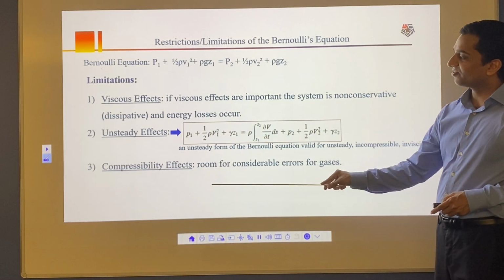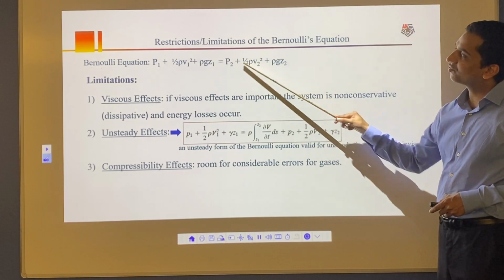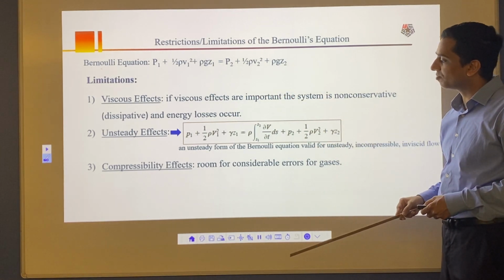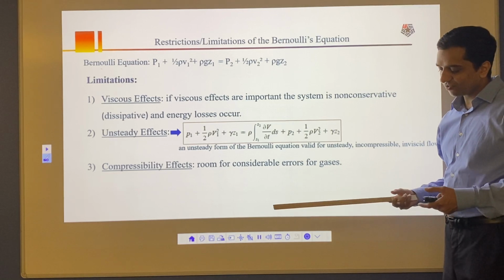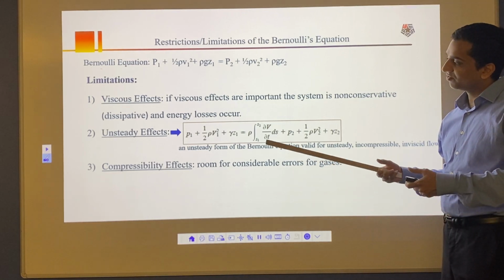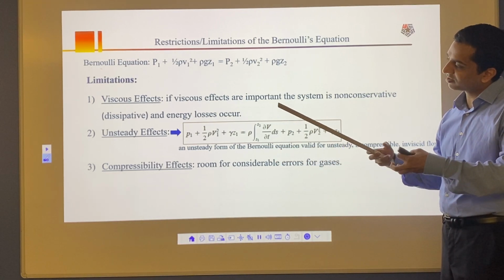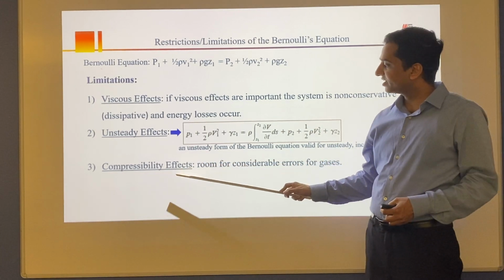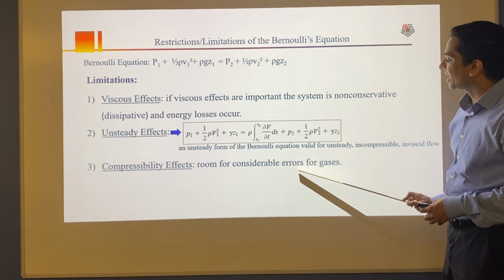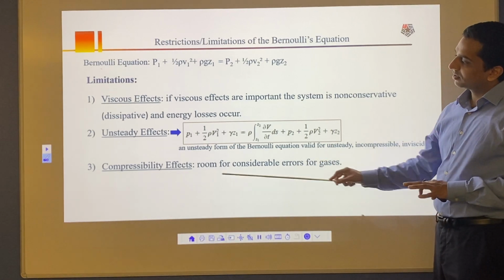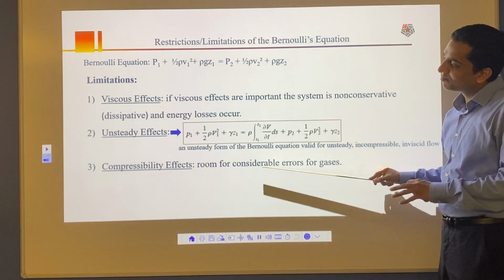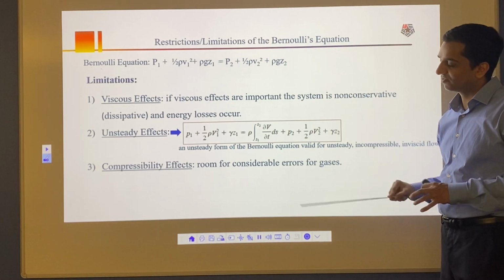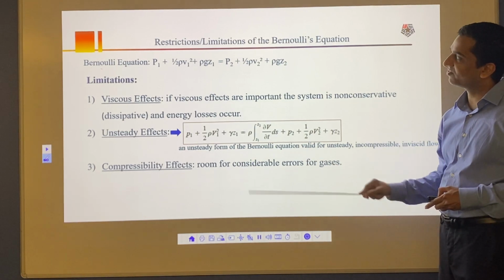Then compressibility effects. We assume that this equation works for incompressible flow. But if you have gases under large pressure, they are going to contract, they are going to expand, they are going to get compressed. And if that happens, then there is considerable room for error for gases. So that's the compressibility effect. You have to again modify the equation for gases which can be compressible. That's a limitation.